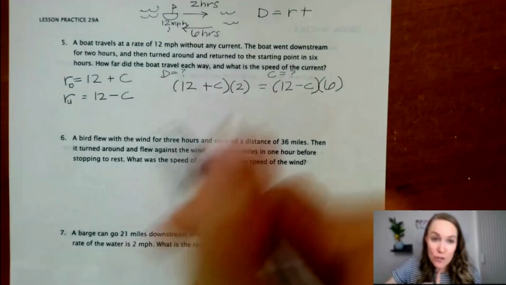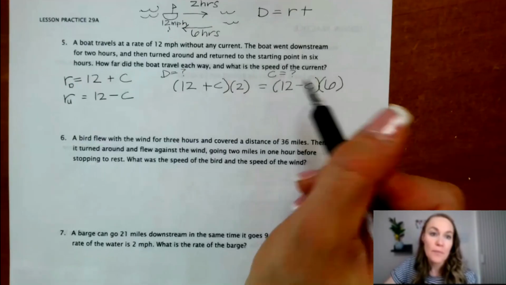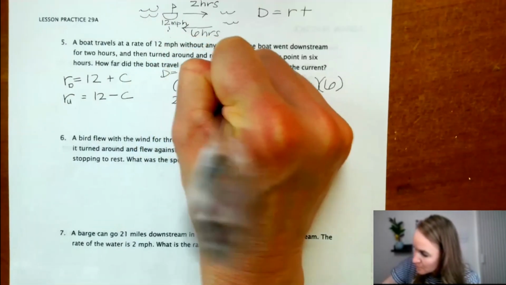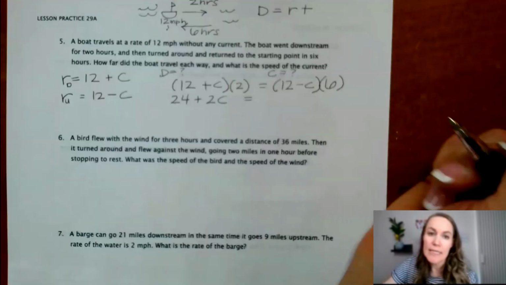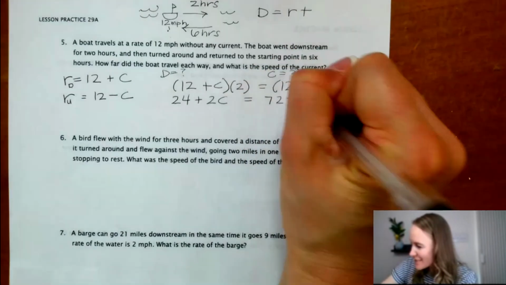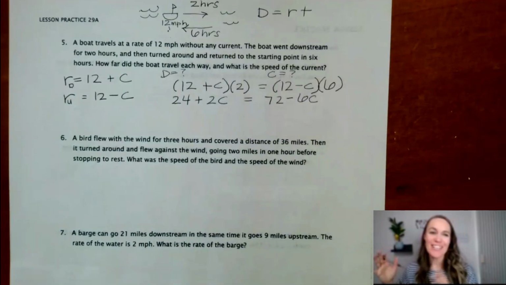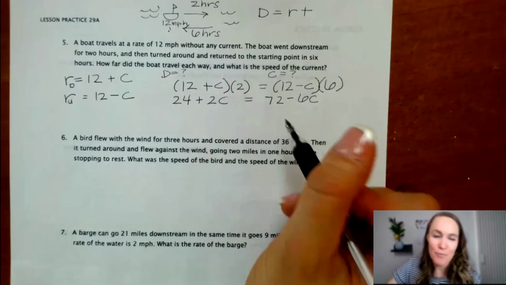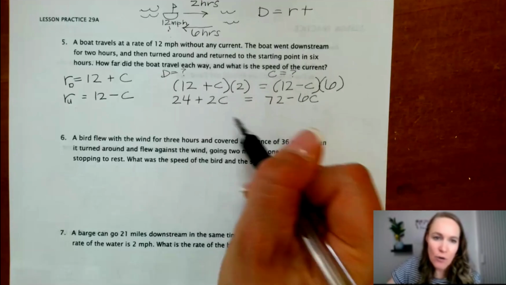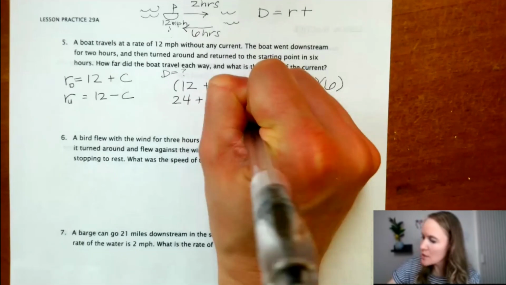Okay, so here we have one equation and one unknown, so we can solve it without any problems. So 2 times 12 is 24, plus 2c equals 12 times 6 is 72, right? 72 minus 6c. So let's get all of our numbers and all of our letters on opposite sides. Let's go ahead and add 6c over to this side. So 2c plus 6c is 8c equals negative 24.